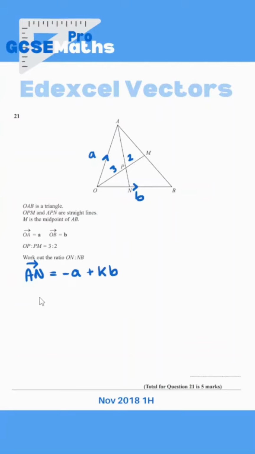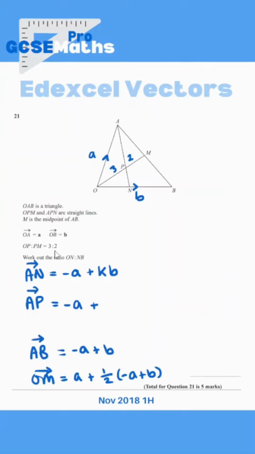Now I'm going to work out AP. In order to do so, I need OP, which means I also need OM, and OM crosses through halfway of AB, so we also need AB. Now for OP, we can use the ratio and convert it into fractions. O to P is 3/5, and P to M is 2/5. So we want 3/5 of the line OM.